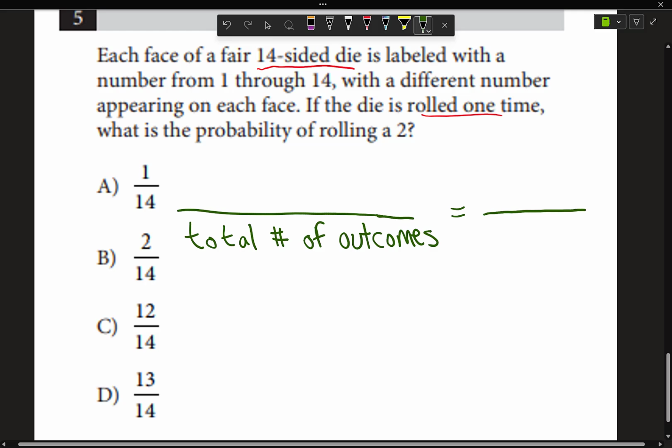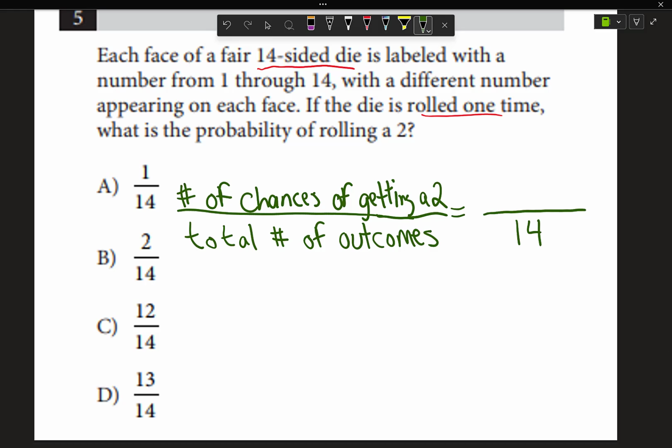So that number would be 14. The numerator is the number of, we'll say, chances of getting or rolling a 2. And of course, it's a 14-sided die. Each side has a different number, 1 through 14. So that means there's only one side that has a 2 on it.